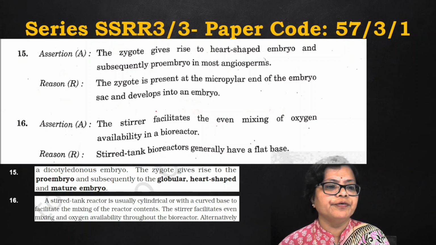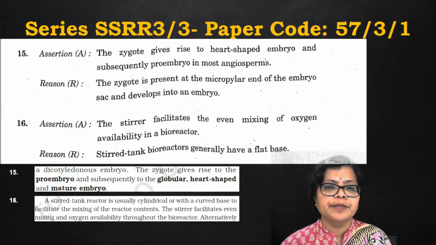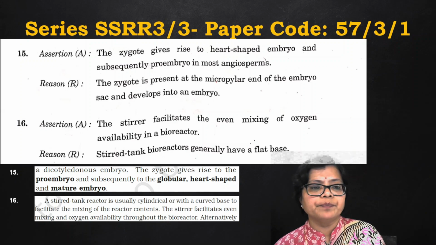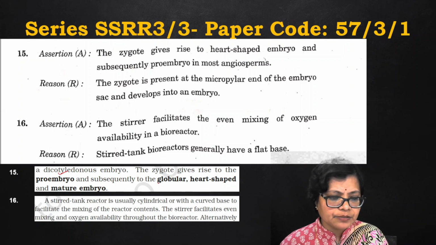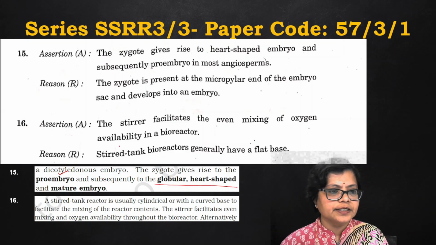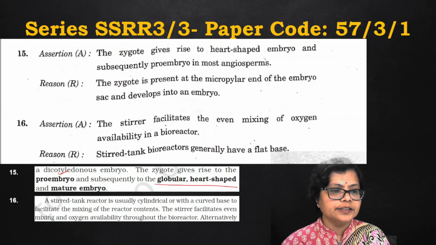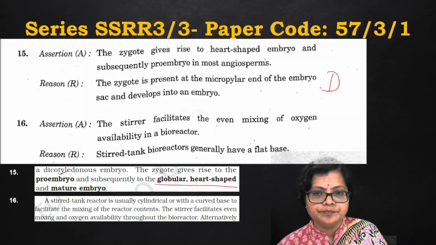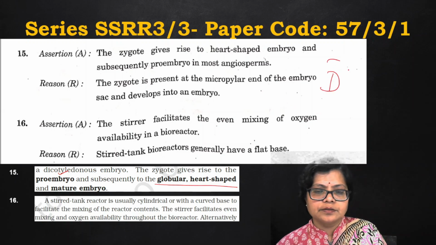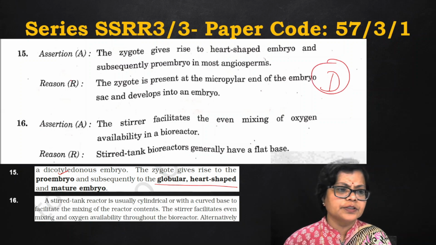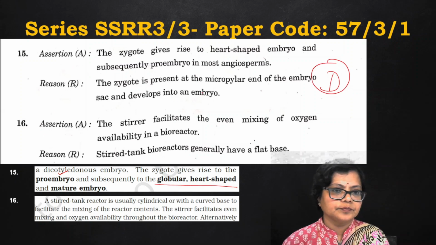Now the question number 15. The zygote gives rise to heart-shaped embryo and subsequently pro-embryo in most angiosperms. Just opposite. In a dicotyledonous embryo, the zygote gives rise to pro-embryo and subsequently globular, heart-shaped embryo. So just opposite. So the assertion is false. Assertion is false means it will be D. Is not it? For this, the correct answer will be D, because here the assertion is false.